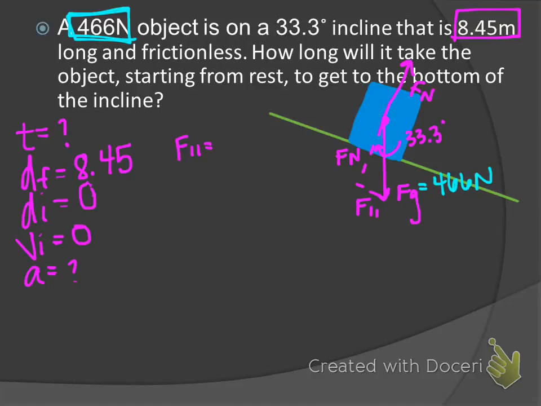So 466 is our hypotenuse. We'll take our hypotenuse times sine of 33.3.